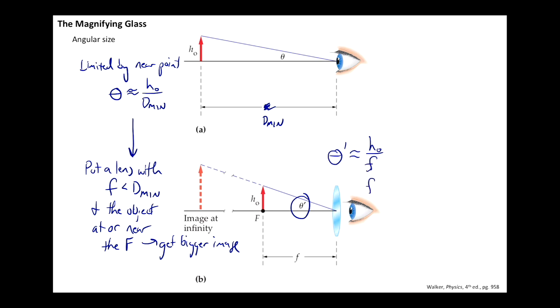And we know that F is less than Dmin, so that means theta prime is going to be greater than theta. Okay? We're allowing ourselves to move closer than our near point, which allows us to see things closer than we would otherwise, which means now we're seeing objects bigger than we would have otherwise, which kind of makes the whole magnifying glass thing sound less magical than maybe it appeared to us when we were 5. It's just allowing us to see things closer up than we could before.